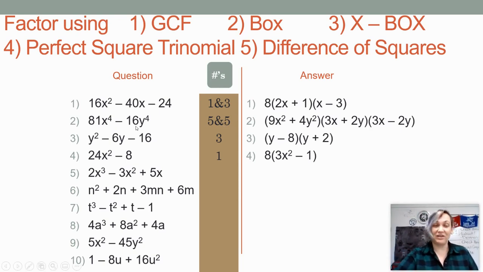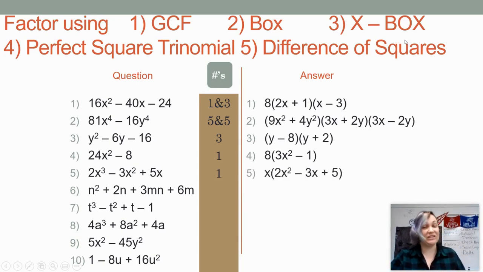Number 5 also has a GCF. Each of these has a letter X. It might also be X box. I don't know. I'd have to try it. Looks like it's just a GCF. So for this one, for the X to work, we have 2 times 5 is 10, so 2 numbers that multiply to positive 10 and that add to negative 3. And it won't work if it's a positive 10.